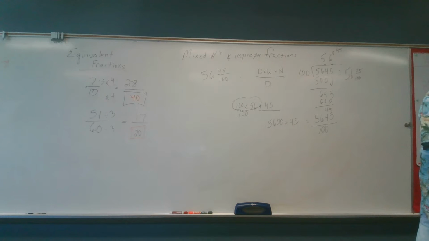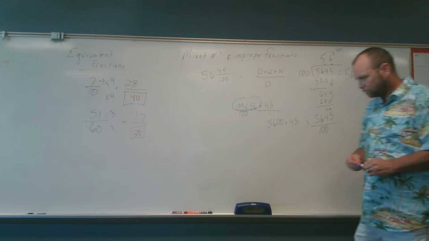Ari was correct. We could simplify this. This ends in a 5 and this ends in a 0, which means they're both divisible by 5. So we're going to have 56 and 9/20.